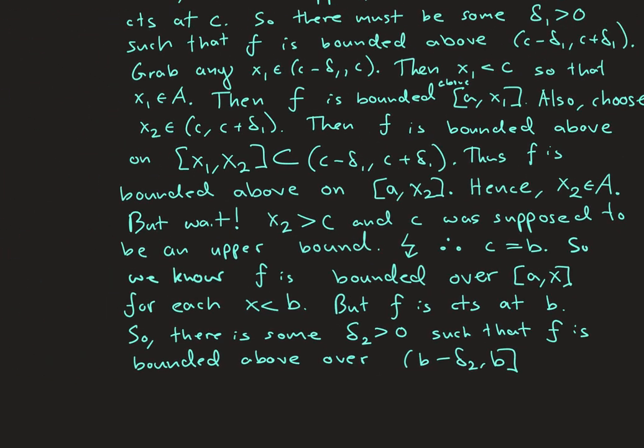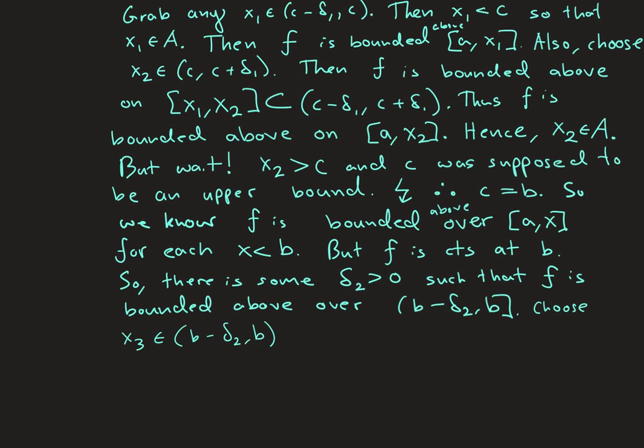So we know f is bounded above on that interval, and then all we have to do, and remember, we also know that f is bounded above, I keep missing "above," pedantic, but, so we know f is bounded above over the closed interval a to x for each x less than b, and that combined with this fact is going to allow us to land here. So choose x sub 3 in the open interval b minus delta sub 2 to b, open, so we're not including b there.